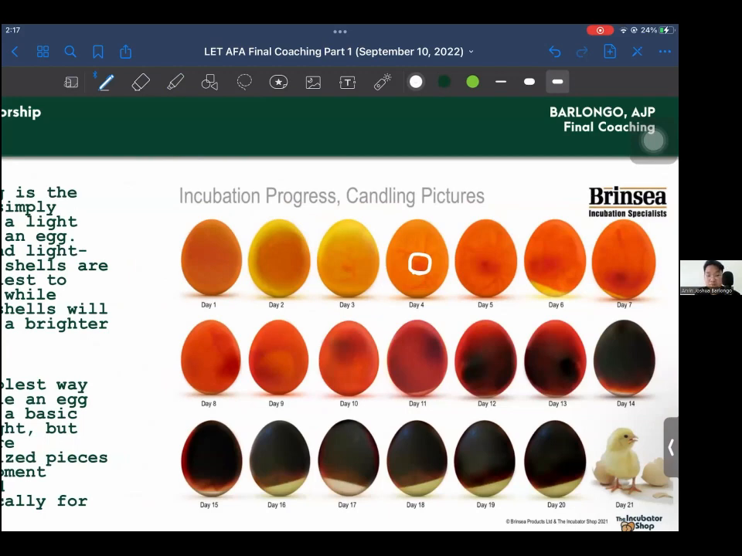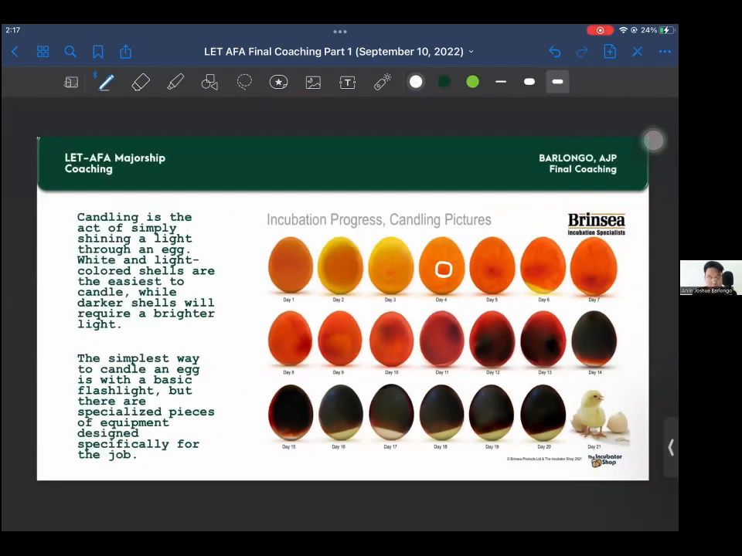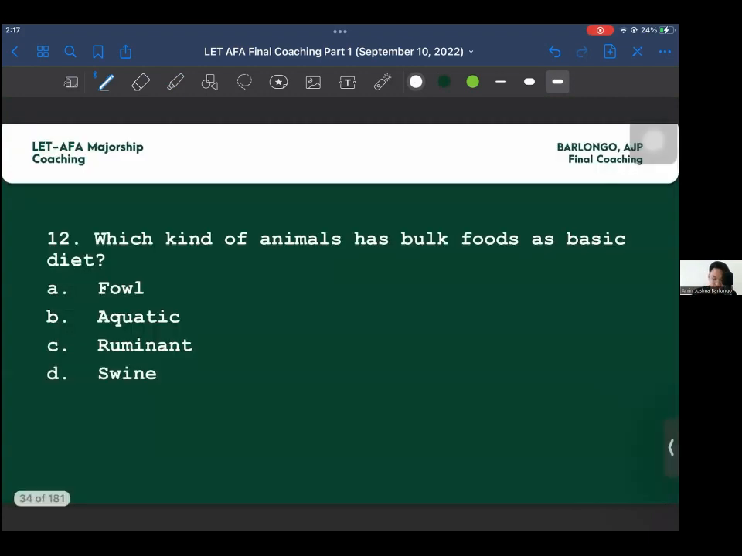Lumalaki na yung embryo. Ayan. Hanggang sa day 21 na lumabas na siya. So that is the purpose of candling, para malaman mo kung ready na ba yung egg. Okay?